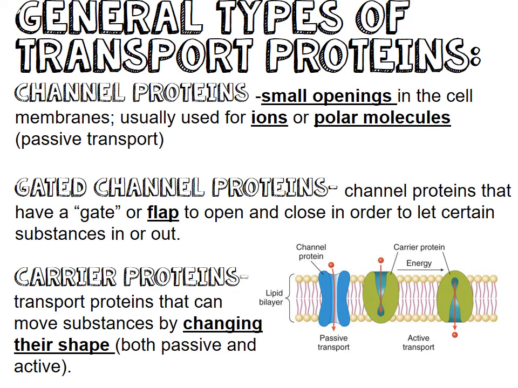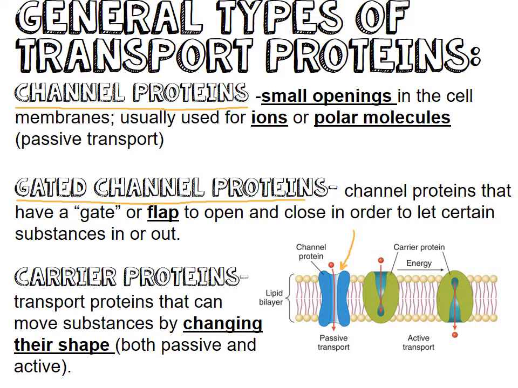All right, so let's talk about the types of transport proteins we have. One is a channel protein, and those are small openings in the cell membranes. They're used for ions or polar molecules, and they take place during passive transport. So that right there is a channel protein. The second kind we have is a gated channel protein, and a gated channel protein is going to have a gap or it's going to flap open and close in order to let certain substances in or out.